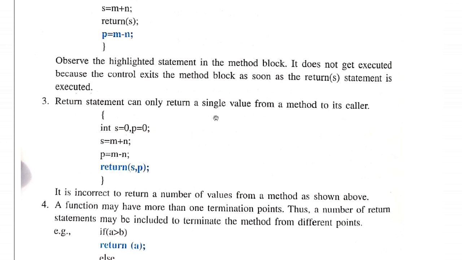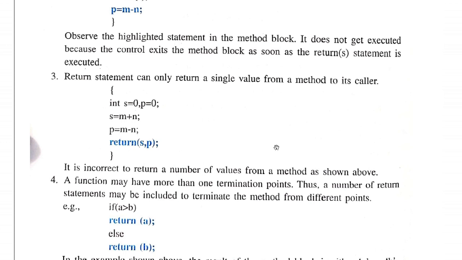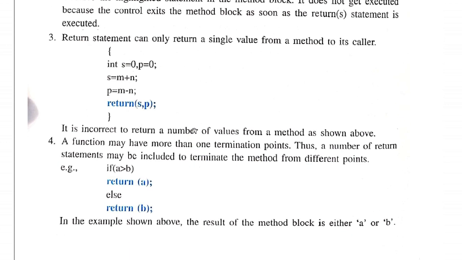Let's see. Return statement can only return a single value from a method to its caller. Int s = 0, p = 0, s = m + n, p = m - n. Return s, p. Look at here, return statement can only return a single value. So it won't return 2 or 3 values. It is incorrect to return a number of values from a method as shown below. We can return either s or p. We cannot return 2 values in return statement.